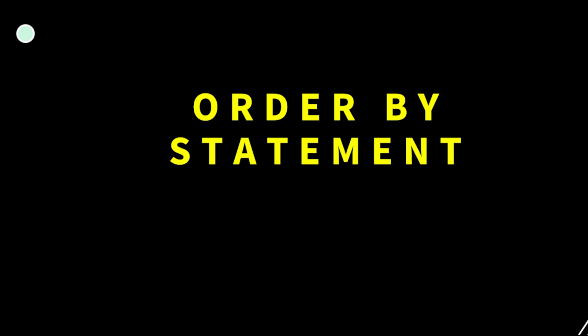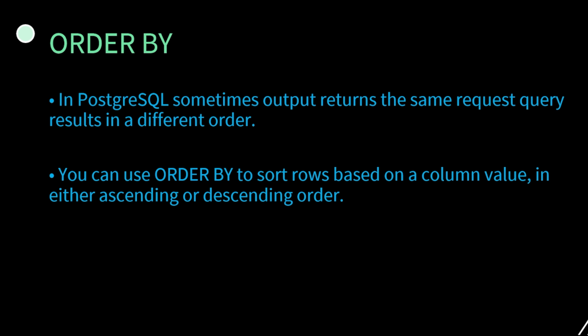Now, ORDER BY statements. What are ORDER BY statements? In PostgreSQL, sometimes the output returns the same requested query results in a different order. Which means that when we apply queries to retrieve the output, sometimes the output returned by the database is not in a proper order, which means that it is not sorted. So to sort the output in a proper fashion, we use ORDER BY statements.